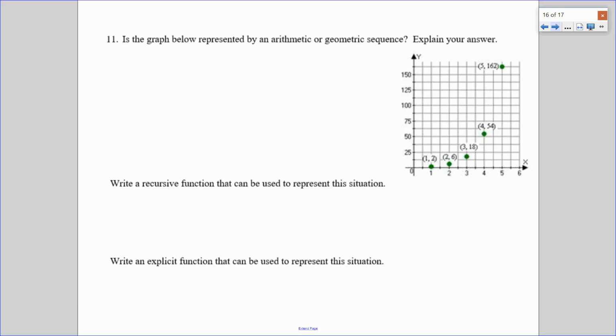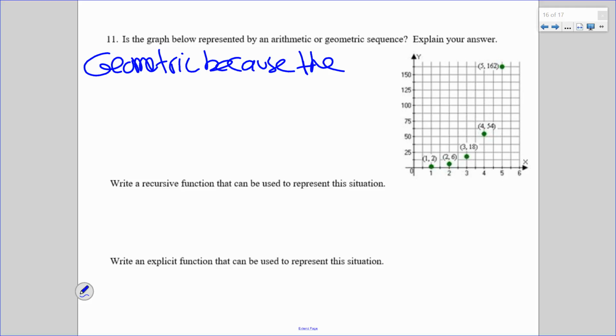Is the graph below represented by arithmetic or geometric? Well, this thing is definitely exponential. So since it's exponential, I know it's got to be geometric. So geometric, because the graph is exponential. You could say because the pattern is multiplication, I'm multiplying by a constant amount, there's a common ratio, whatever.